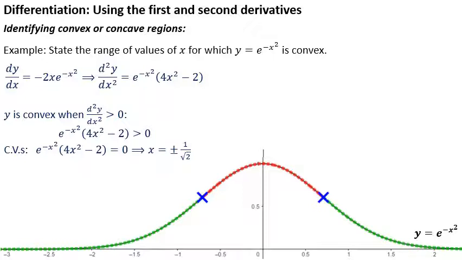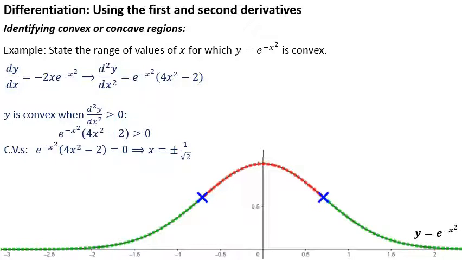And you should notice that although we've got two factors, e to the minus x squared and 4x squared minus 2, one of those factors can never be 0. E to the minus x squared is always positive, so the only way we can make that entire expression equal to 0 is by setting 4x squared minus 2 equal to 0.